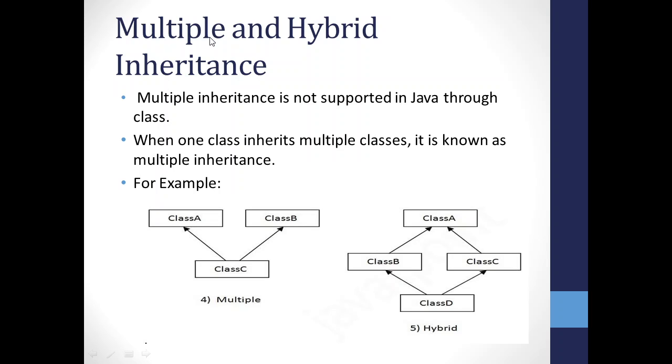Next, we are going with multiple and hybrid inheritance. Multiple inheritance is not supported in Java through classes. It is supported through interfaces, which we can discuss in another video later. When one class inherits multiple classes, it is known as multiple inheritance. If one class inherits both class A and class B, that is multiple inheritance. Hybrid inheritance is a combination of two or more inheritances. Hybrid inheritance is possible only when multiple inheritance is not involved.